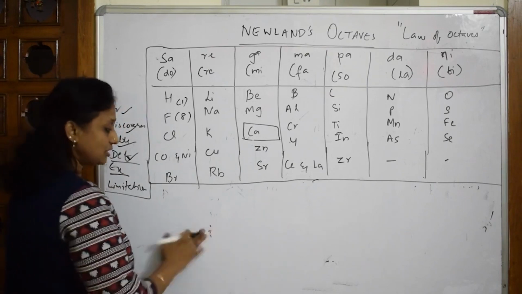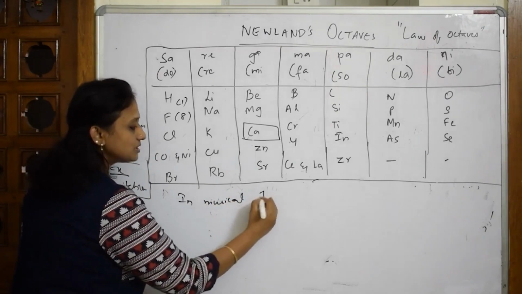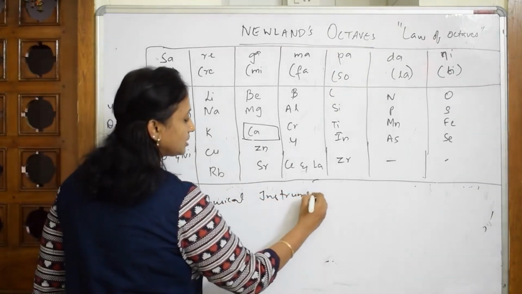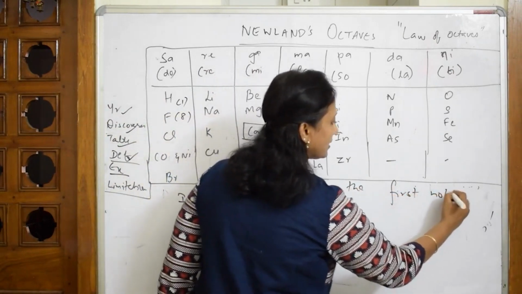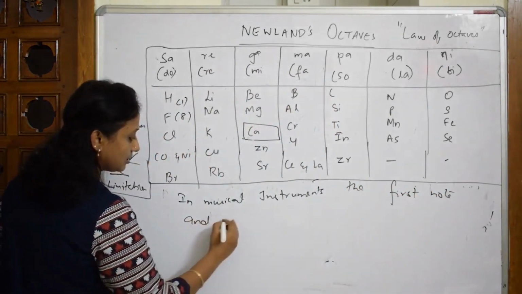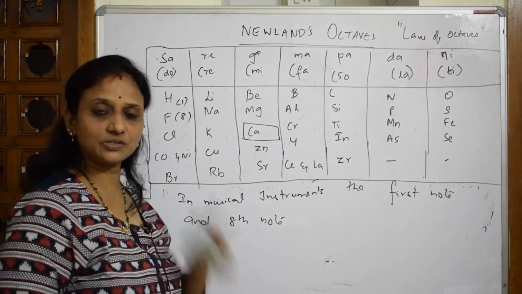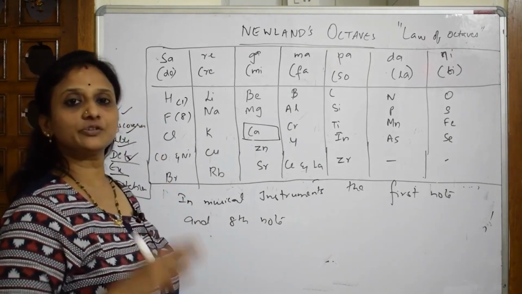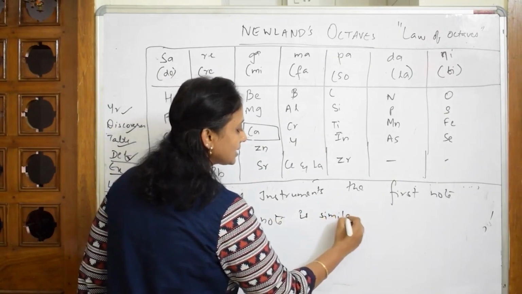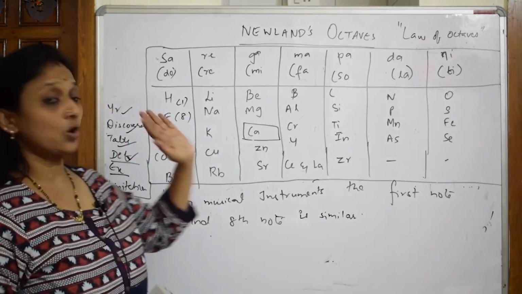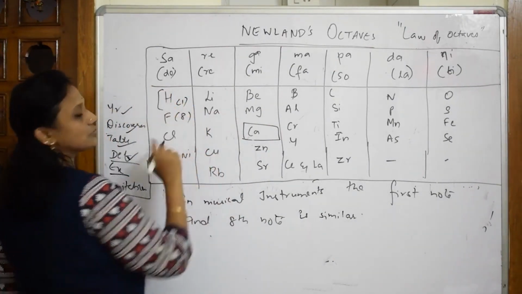So after the definition, you can write: in musical instruments, the first note and the eighth note are both similar. Hence, when you listen to that, the modulation or the frequency of the first and the eighth note is similar. That's it, just like these elements. That's why we call it the law of octaves. Eight elements, see here, octave. This is one octave. From hydrogen to fluorine is one octave.